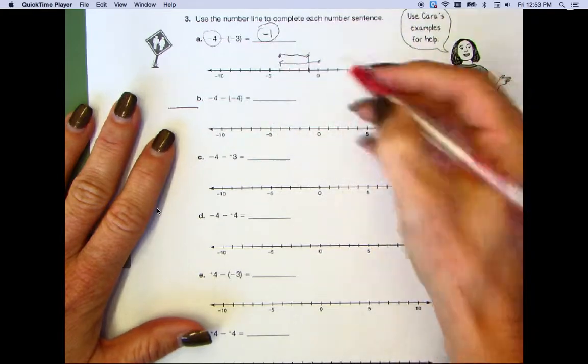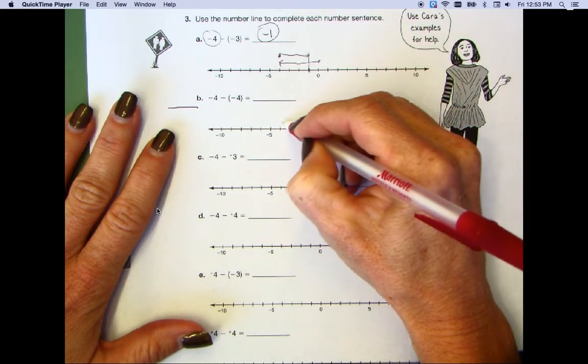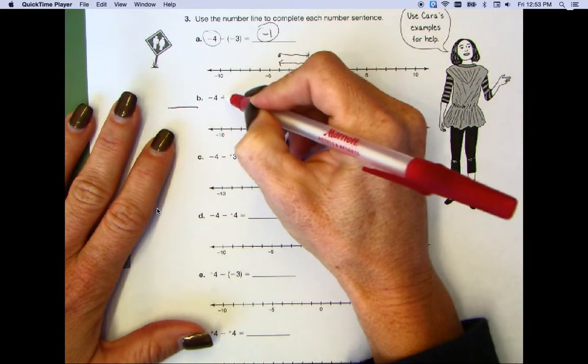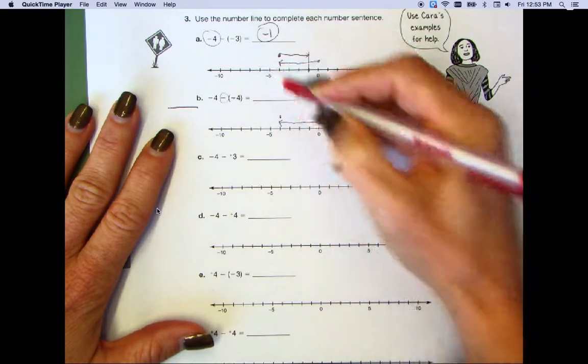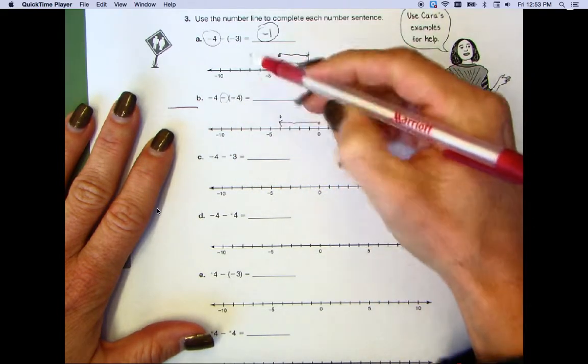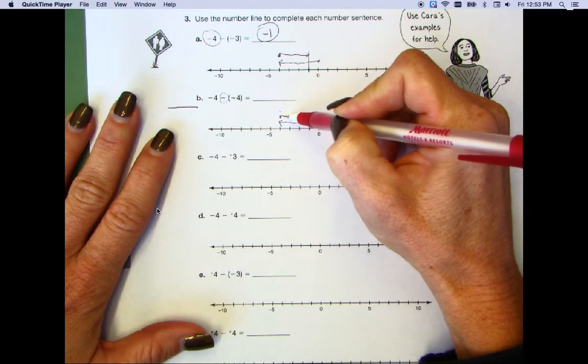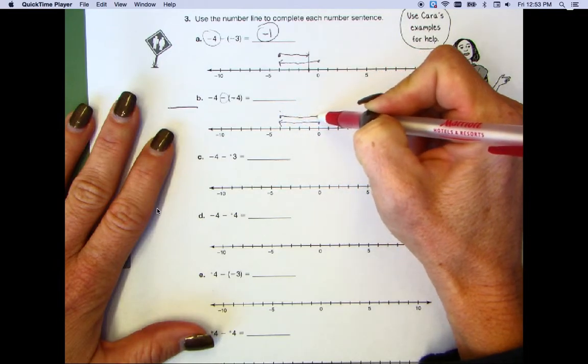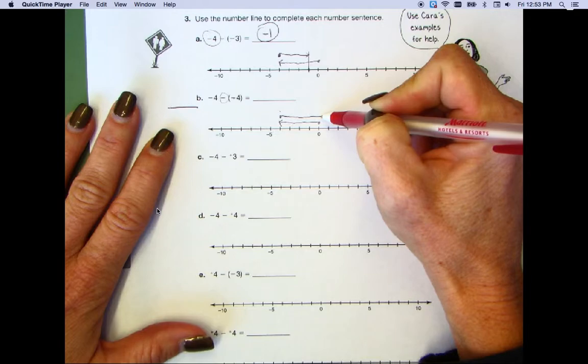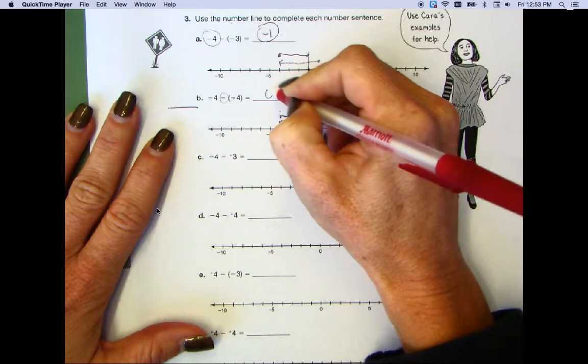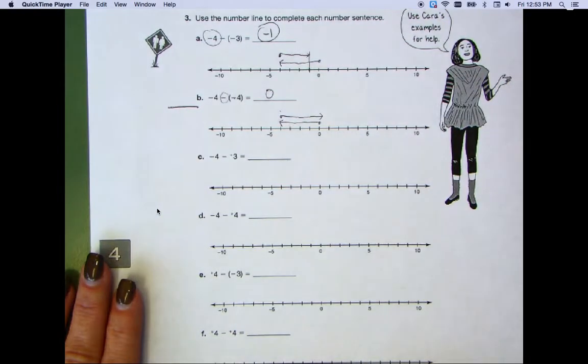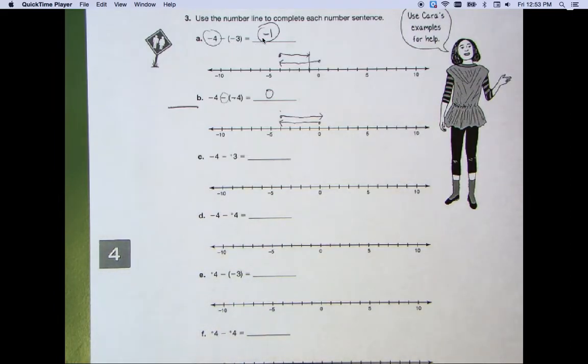Okay, let's look at B. I'm starting at -4. I'm moving the opposite of 4 negatives. Instead of going negative, I'm going positive, 1, 2, 3, 4, and I end at 0. This is the end of the mini lesson using both number line and colored counters to solve subtraction.